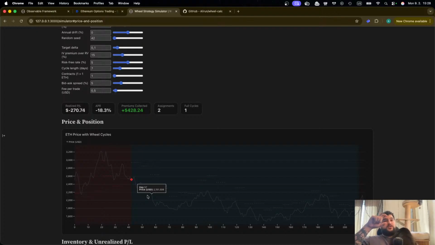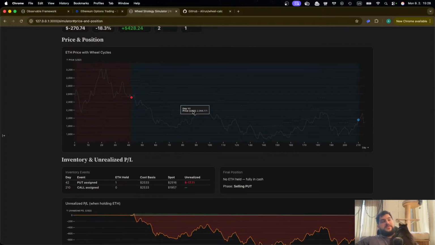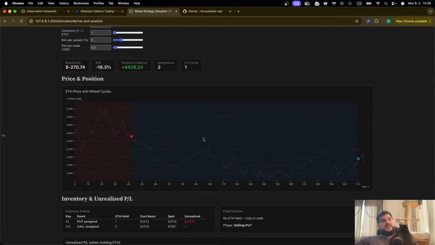But what we can do is imagine we purchased an option here, and the price goes up, so here we can already sell it and make money. Our unrealized PNL is positive. So what we can do is choose a much lower delta, so we have better premiums.